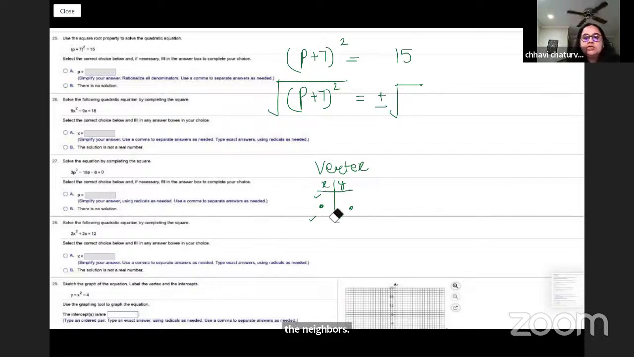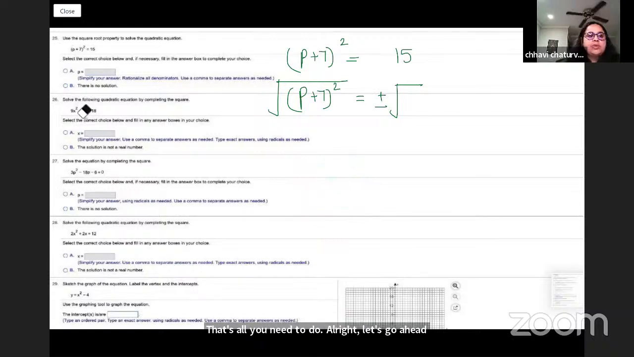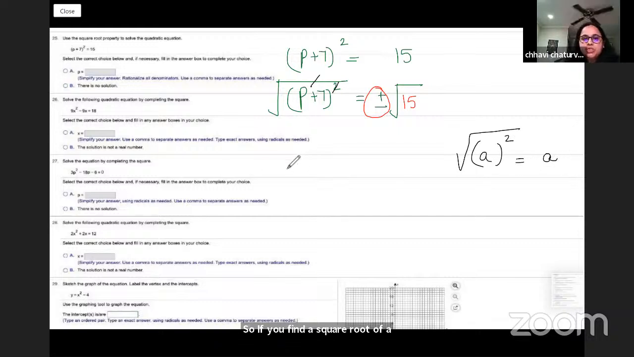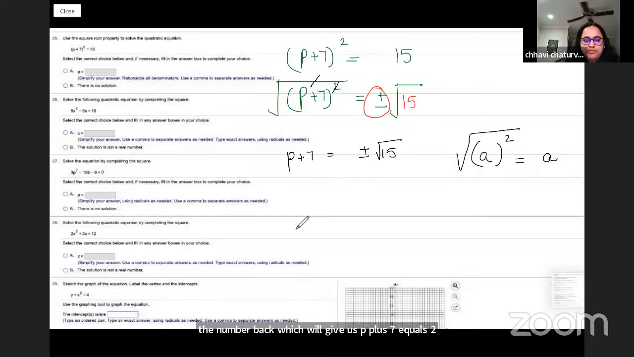All right. Let's go ahead and do this square root question. In the square root question, it is one of the simplest concepts, but where I see a lot of mistakes is forgetting this plus minus sign. Please don't forget this plus minus sign. Go ahead and find the square root. Since 15 is not a perfect square, you can just leave your answer as it is. On the left side, square and square root are opposite of each other. So if you find a square root of a square, you just get the number back, which will give us p plus 7 equals to plus minus square root of 15.